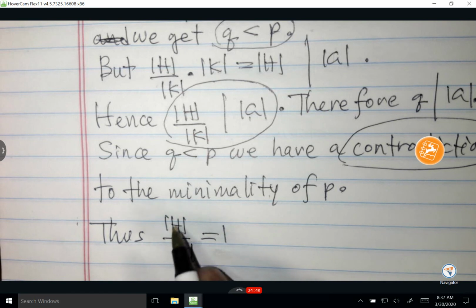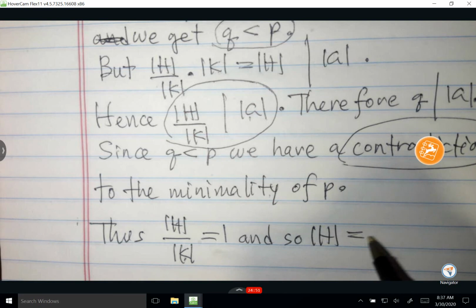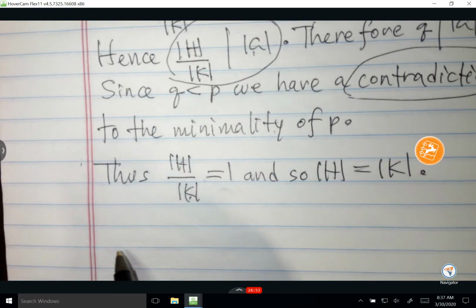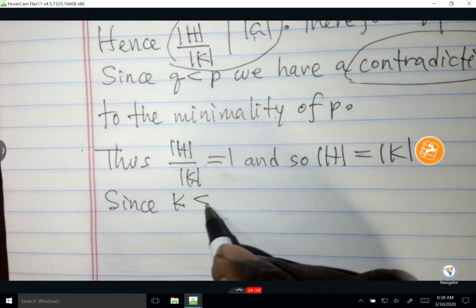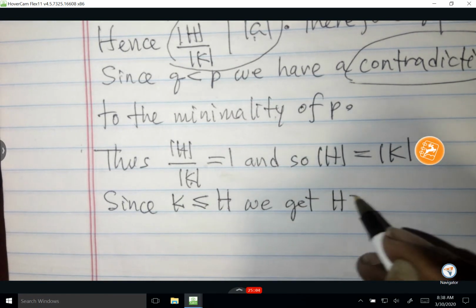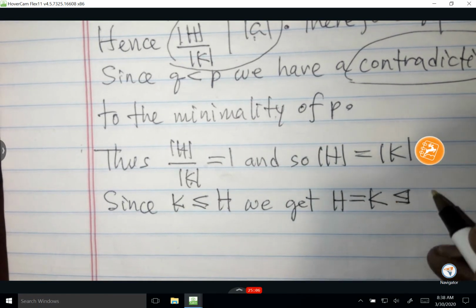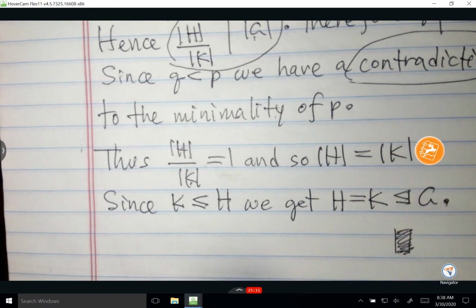Now remember, the kernel is inside H. We mentioned that eons ago in this problem. And so, the order of H equals the order of K. Let's say it again. Since the kernel, K, is a subgroup of H, we get H is equal to the kernel. But that's normal in G. And that's the end of the proof. No way to do it but with an action.